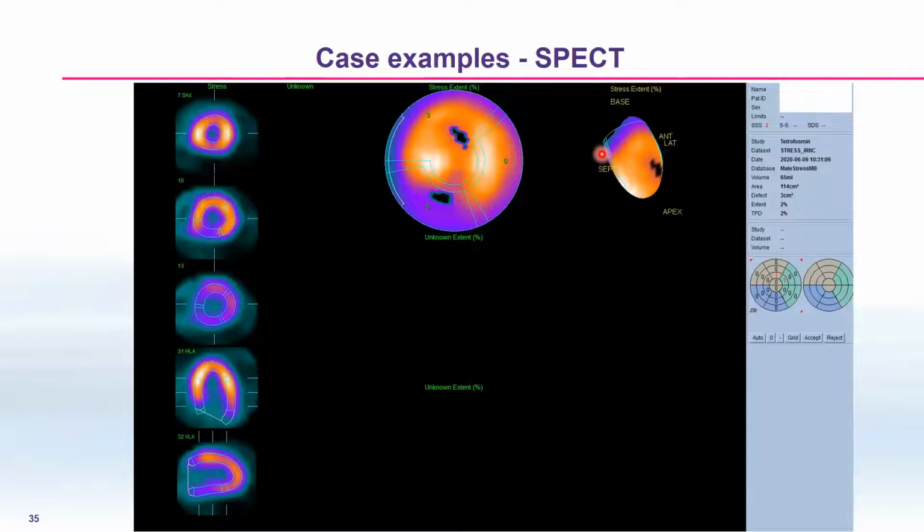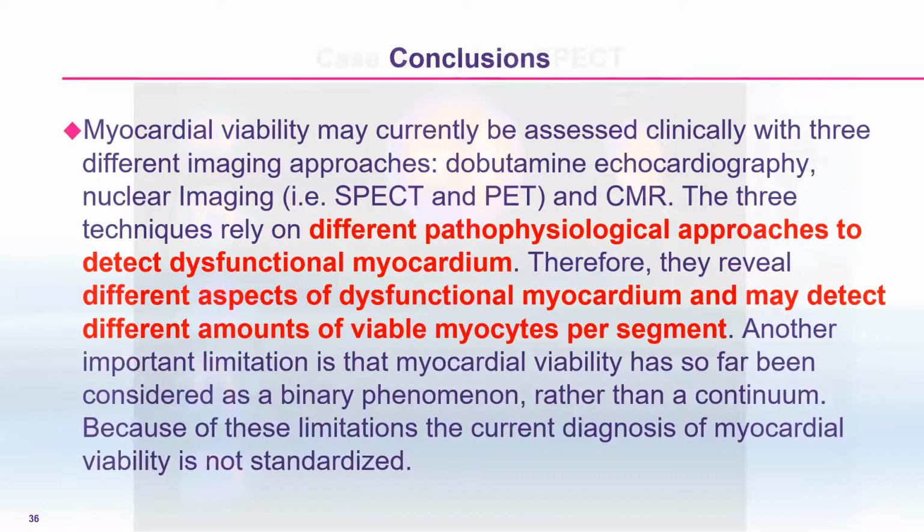So we did a SPECT, and you can see a clear inferior defect here and here, but there is no defect in the LAD region. This is just an apical artifact. It's not a real defect. So we decided that we won't do revascularization here, and the patient has been fine and well for 2 or 3 years now. I'm going to conclusions now.